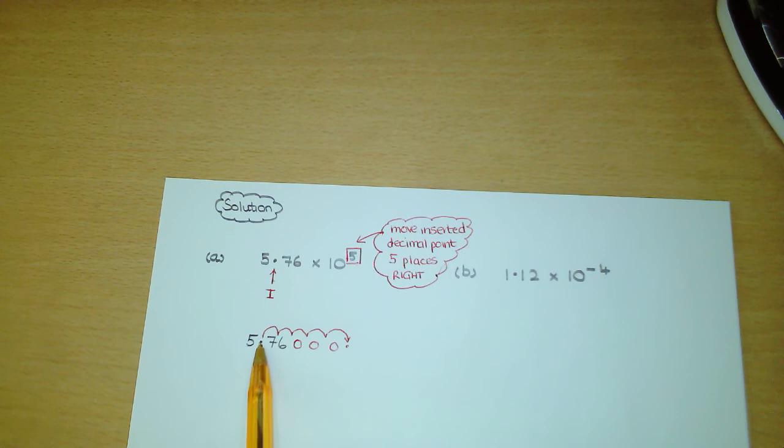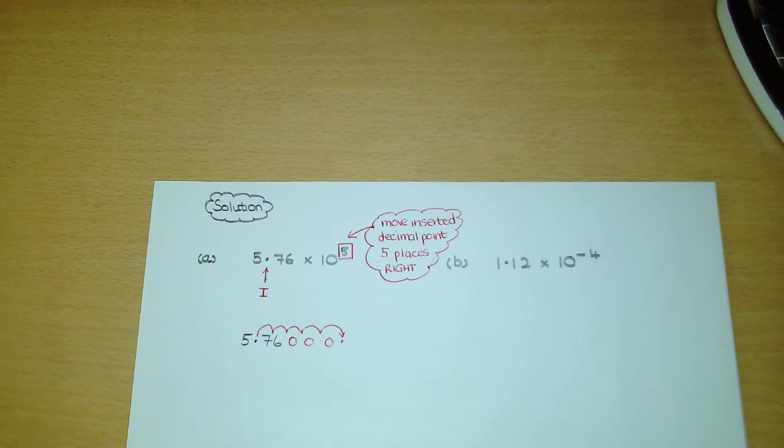So we're moving the inserted decimal point 5 places right, 1, 2, 3, 4, 5, and then write down our answer. So our answer then is going to be 576, and then we've got 3 zeros after it. In other words, 576,000. So that's what the number used to be before it was put into standard form. You could check that it's correct by then going ahead and putting it into standard form again.